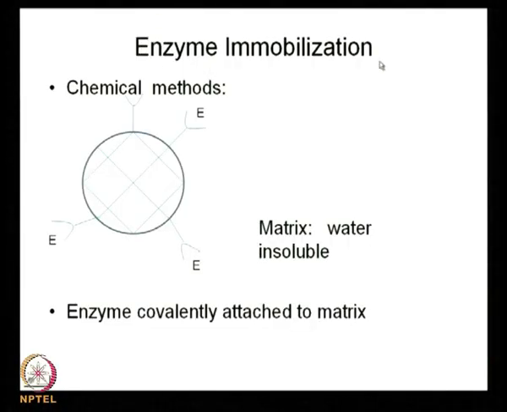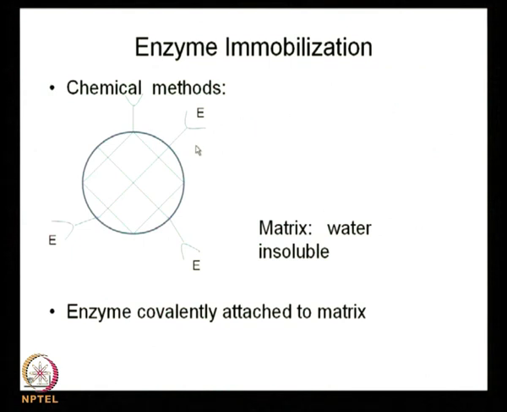This chapter that we are starting today is enzyme immobilization, and there are several methods of immobilization that we will briefly discuss before we go on to understanding the process. There are chemical methods as well as physical methods. What you see on the screen is an example of a chemical method, where this enzyme, shown here as E, is covalently attached to the matrix. This matrix is typically water insoluble.